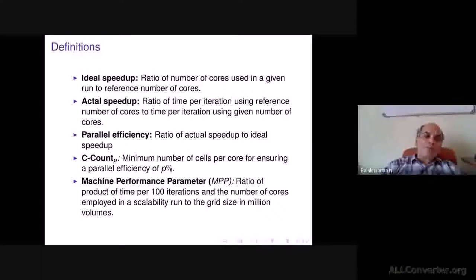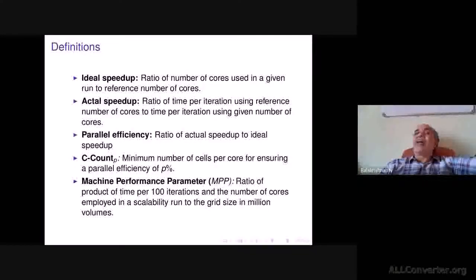The first thing is ideal speedup. I run my problem on 10 cores and I run my problem on 100 cores. So the ratio is 100 over 10, which is 10. So I expect my problem to be 10 times faster. That's my expectation: with 10 cores and 100 cores, the expected speedup is about 10 times. That is what is called the ideal speedup.